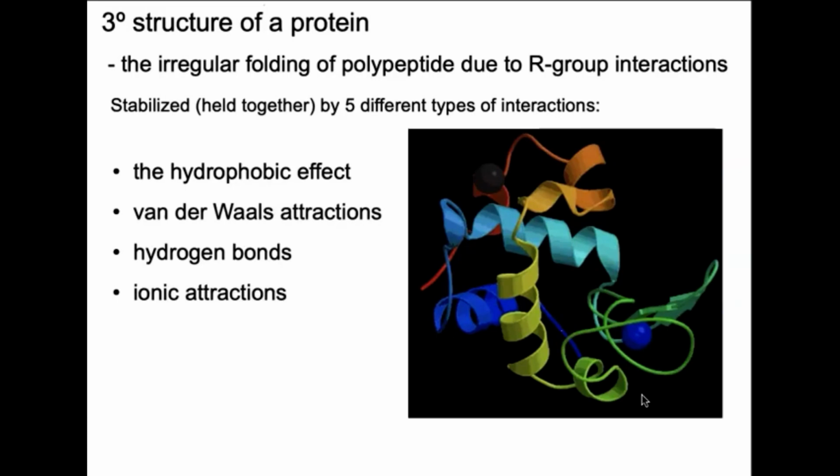We have ionic attractions that are going to occur between charged R groups. And then I put this in parentheses because to a minor degree, there will be one type of covalent bond, but it will be rare. So those are all the different interactions that are going to be involved in holding this tertiary structure together. So what I want to do is go through them one by one and consider their contribution.